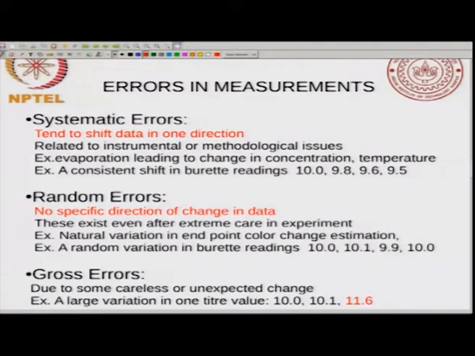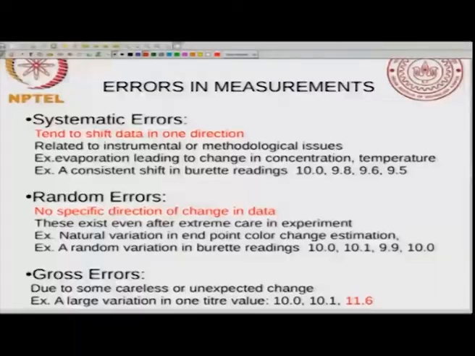For example, if you see successive burette readings, the first time you might get 10, the second time 9.8, 9.6, 9.5, and we see a consistent shift in these readings. This is typical of a systematic error that is made in these measurements. In general, you want to minimize these systematic errors, so you want to improve your methodology so that they are minimized.